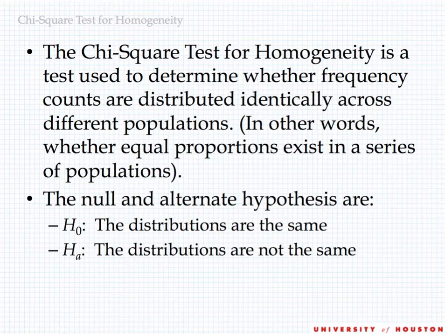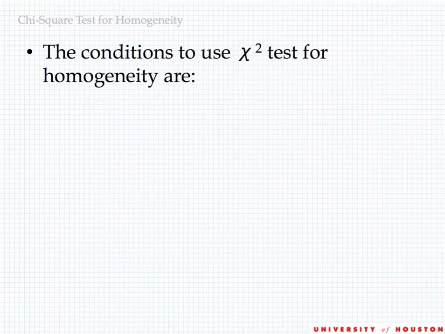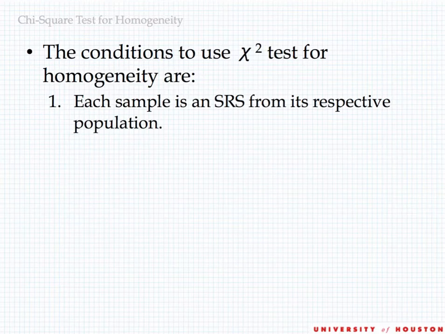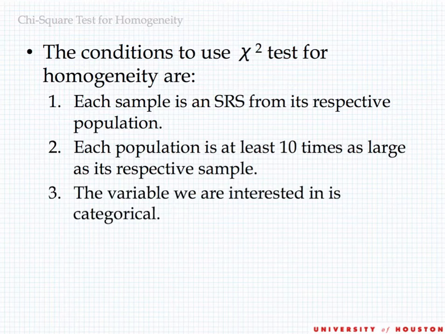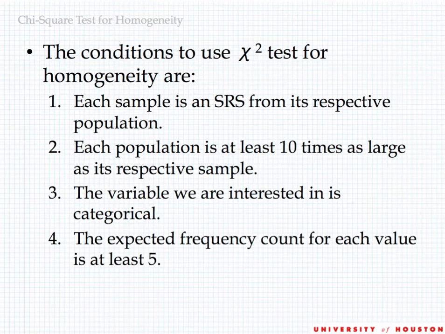The null and alternate hypotheses are: H0, the distributions are the same; HA, the distributions are not the same. The conditions for the chi-squared test for homogeneity are: each sample is a simple random sample from its respective population, each population is at least 10 times as large as the respective sample, the variable we're interested in is categorical, and the expected frequency count for each value is at least 5.